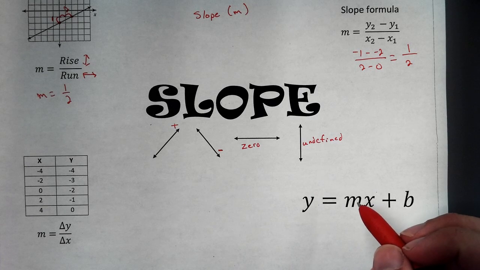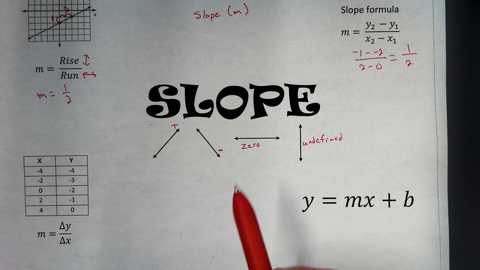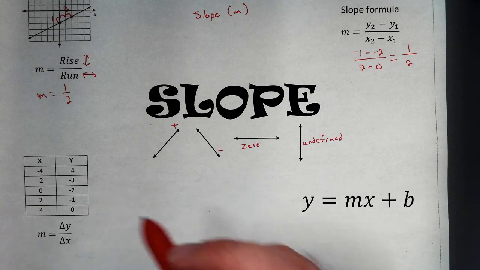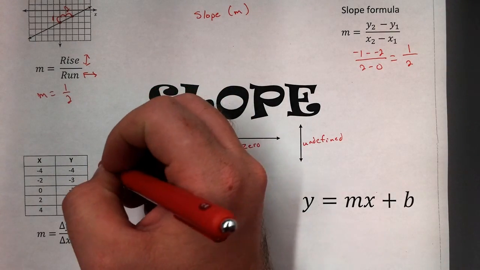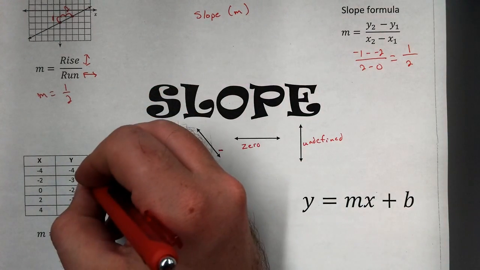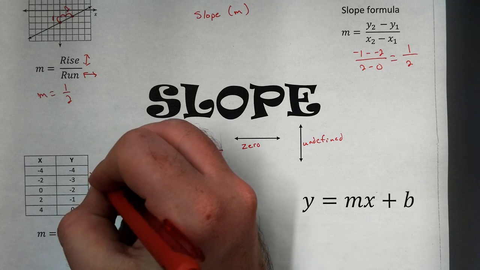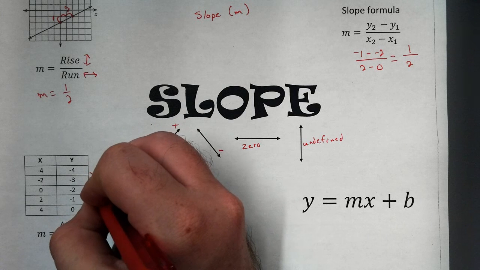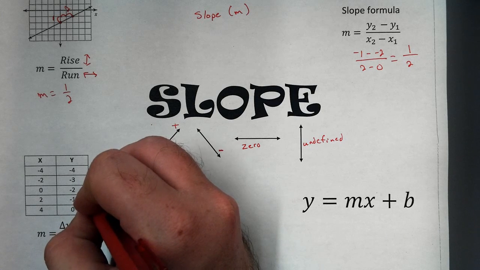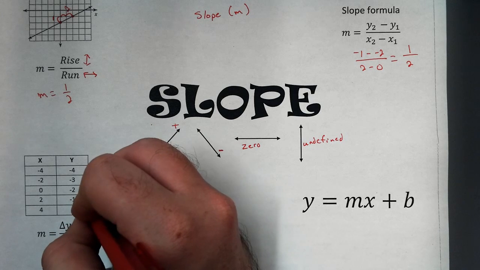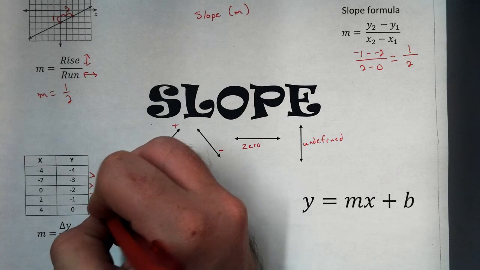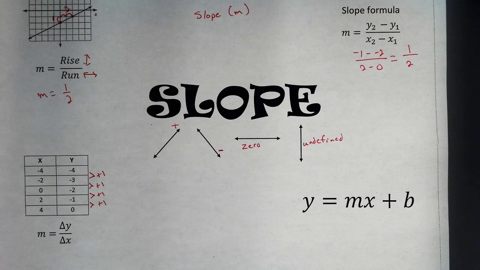Remember, since slope is the change in y over the change in x, let's come over to this table and let's do the change in y's first. So this one, from negative 4 to negative 3, it goes up 1. Negative 3 to negative 2, it goes up 1. Negative 2 to negative 1 goes up 1. Negative 1 to 0 goes up 1. So every time my y values are increasing by 1.